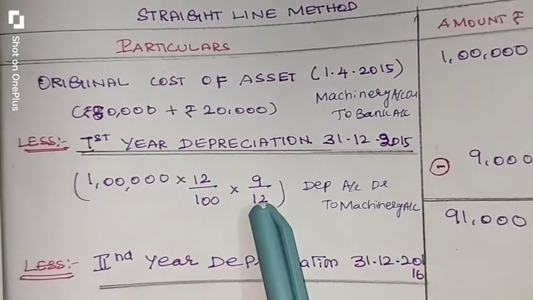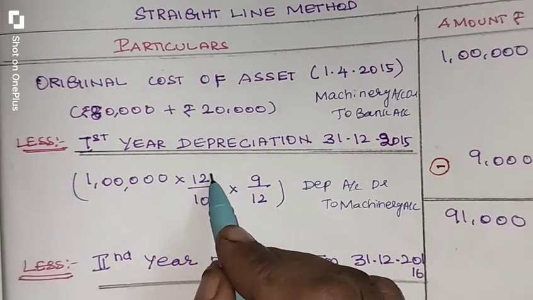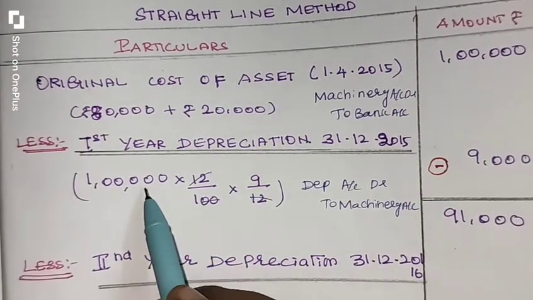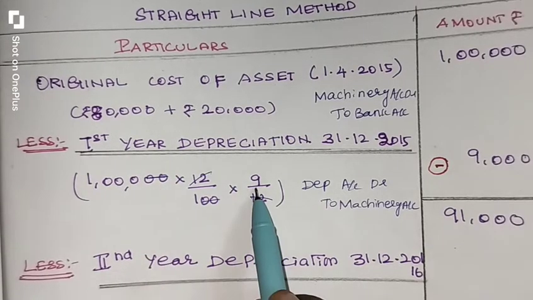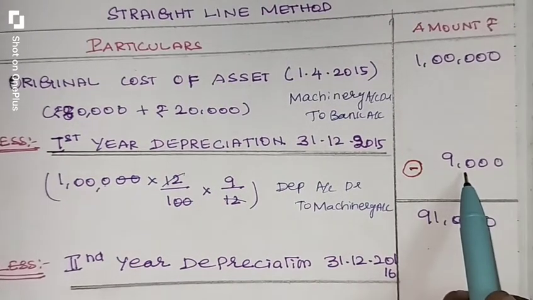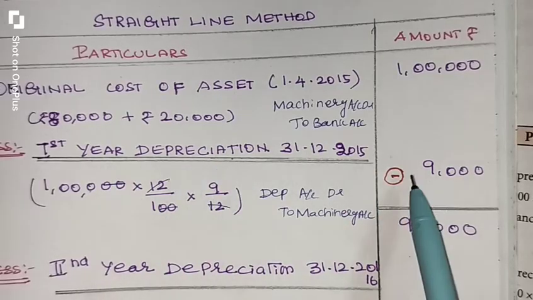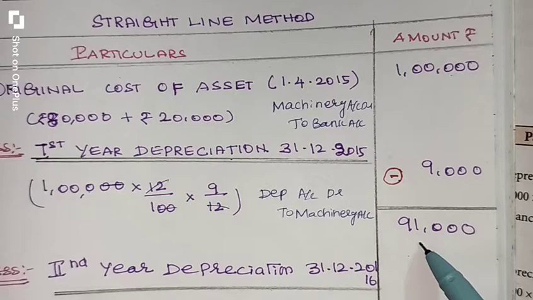Now we have to cancel it. For this, 12 is cancelled. For this 20, this 20 is cancelled. Then we have 9 into 1000 rupees, 9000. So 9000 is the first year depreciation. We have to subtract it from the original cost, and we will get 91,000.